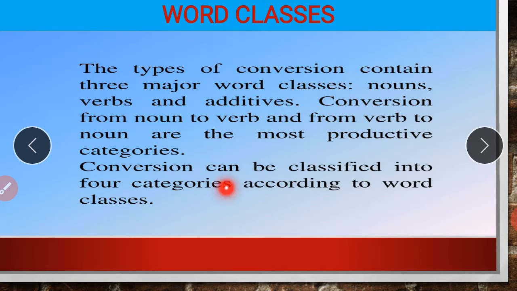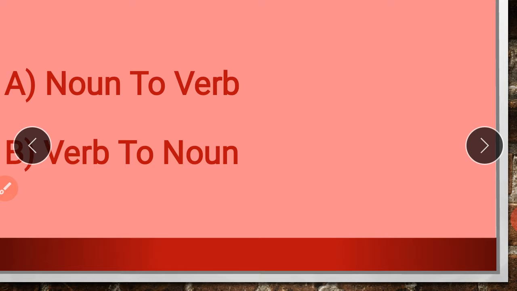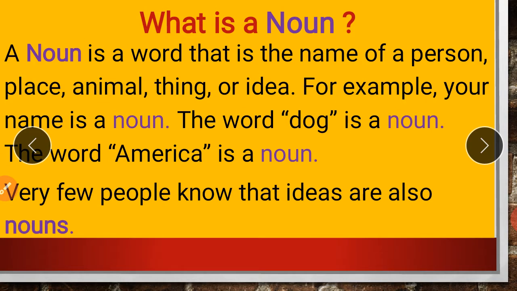The conversions can be classified into four categories according to the word classes. There are four: noun to verb, verb to noun, verb to adjective, noun to adjective. Likewise, we have given them in our grammar, but in our syllabus, we have prescribed noun to verb and verb to noun only.